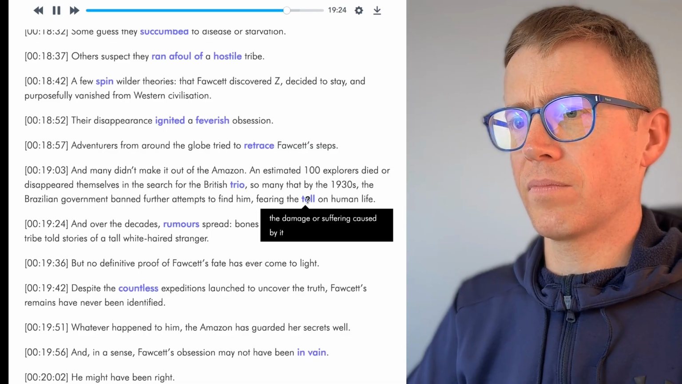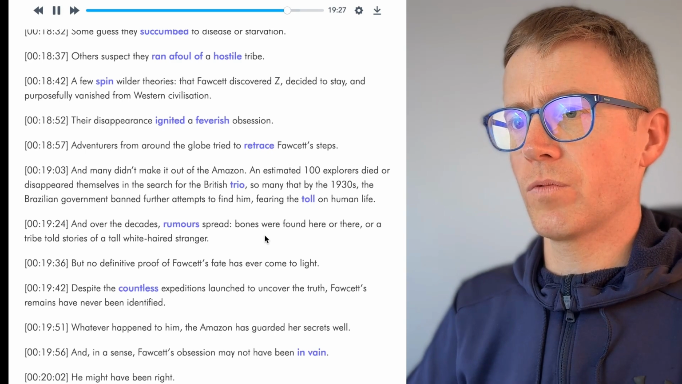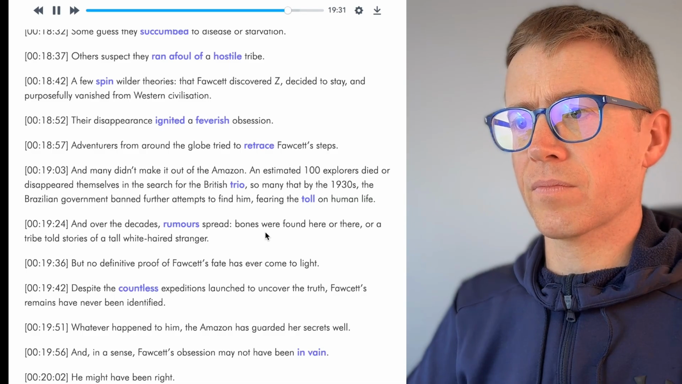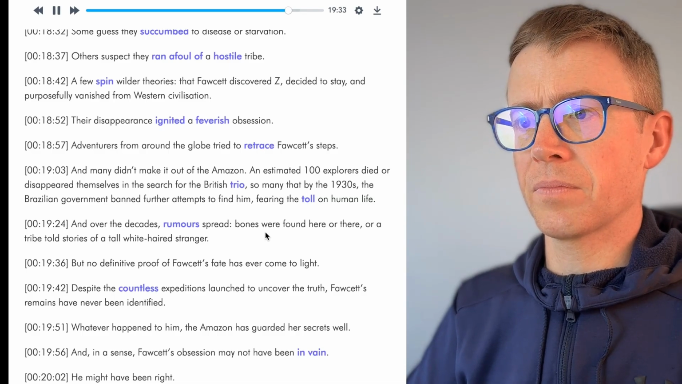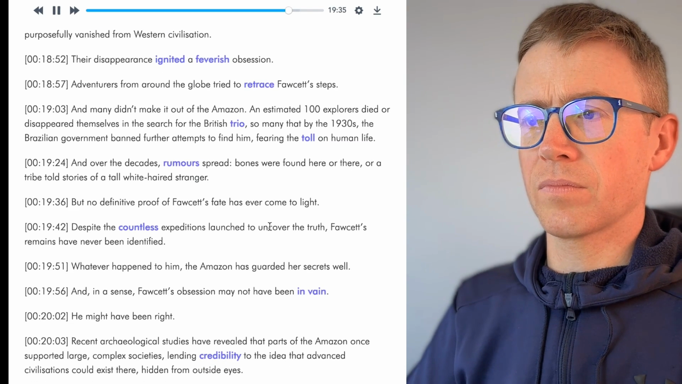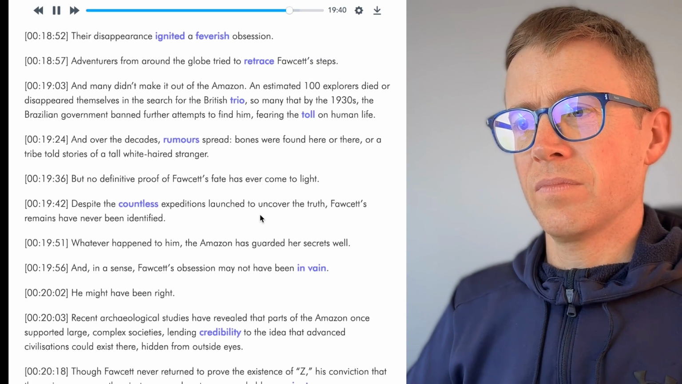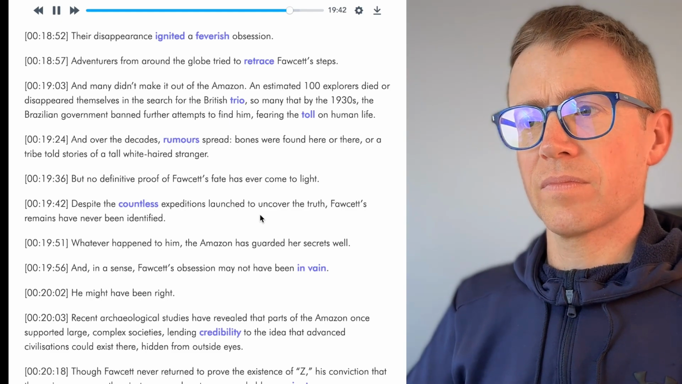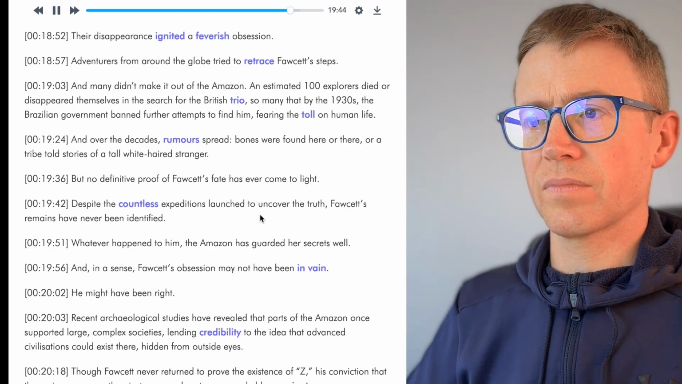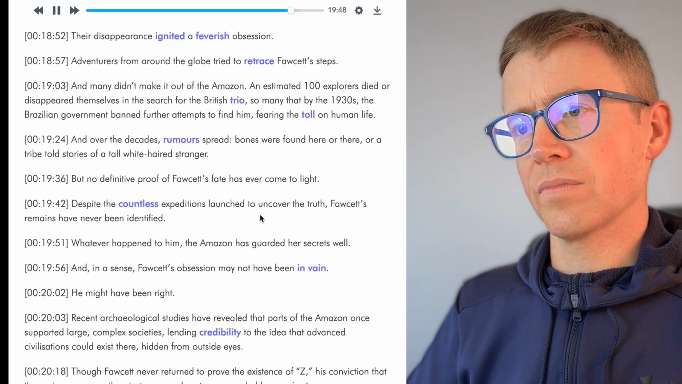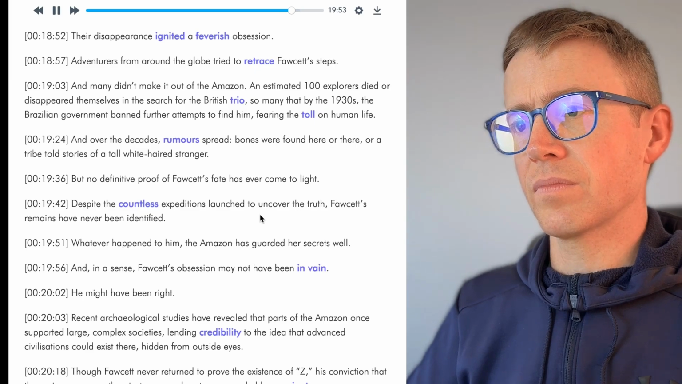And over the decades, rumours spread. Bones were found here or there, or a tribe told stories of a tall, white-haired stranger. But no definitive proof of Fawcett's fate has ever come to light. Despite the countless expeditions launched to uncover the truth, Fawcett's remains have never been identified. Whatever happened to him, the Amazon has guarded her secrets well.